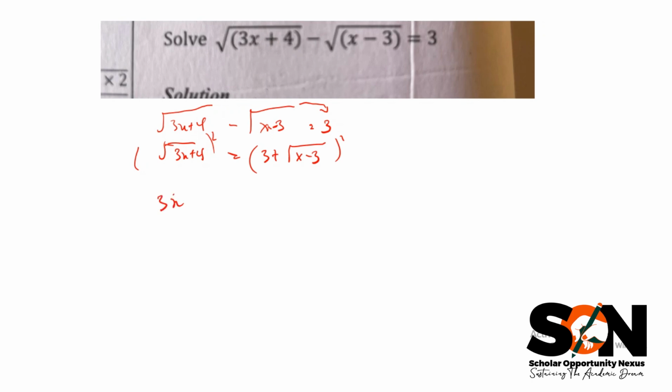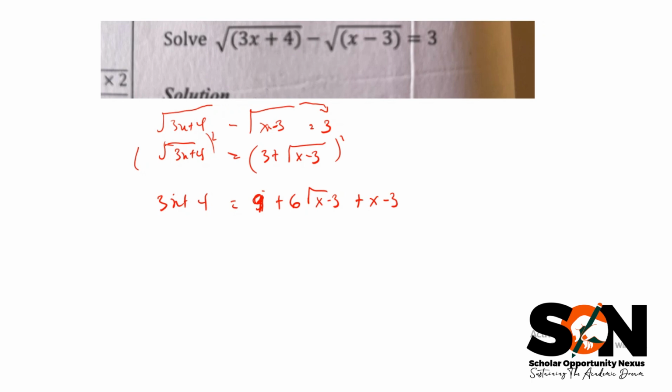3x plus 4 to be equal to what? If you square this, you get 3 squared, which is 9. Then plus 6 square root of x minus 3. Then plus x minus this.